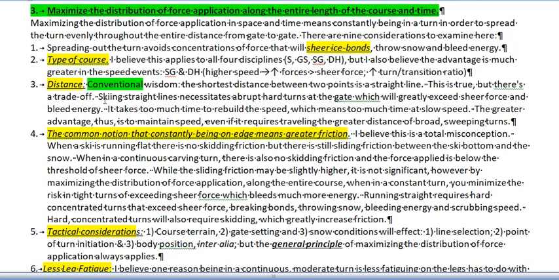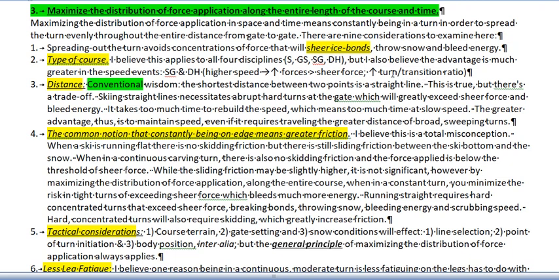Now, another consideration is type of course. I believe this principle applies in all 4 disciplines: slalom, giant slalom, super G, and downhill. But I also believe the advantage is much greater in the speed events for doing this: super G and downhill. And the reason is, one, you get higher speeds. With these higher speeds, you have a greater chance of increased forces, which can exceed shear force. And also in the speed events, you have an increased turn to transition ratio.